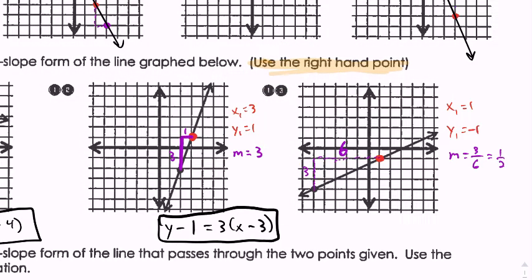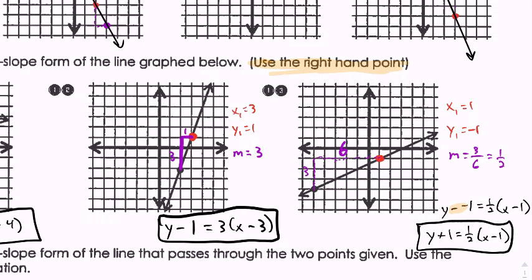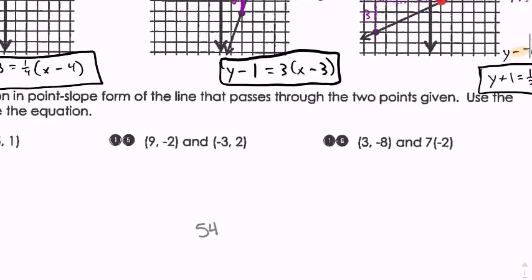So y minus y1, which is -1, equals 1/2 times x minus x1, which is 1. And as you can see right here, we have ourselves a double negative, and so our equation becomes y plus 1 equals 1/2 x minus 1. And that is our final equation. Okay? So here we go.